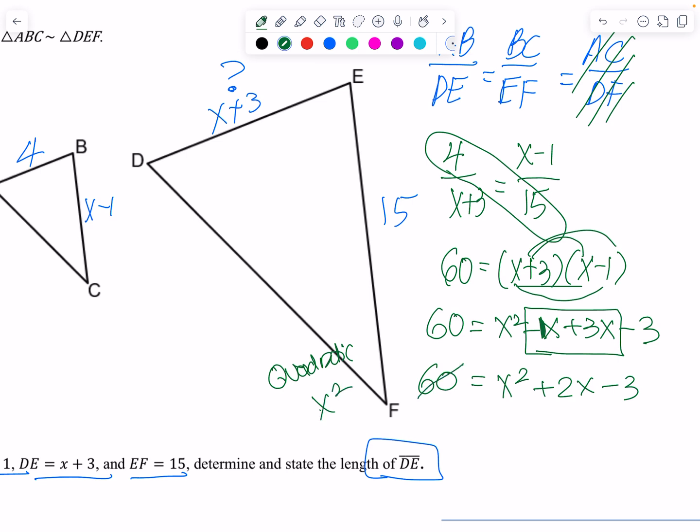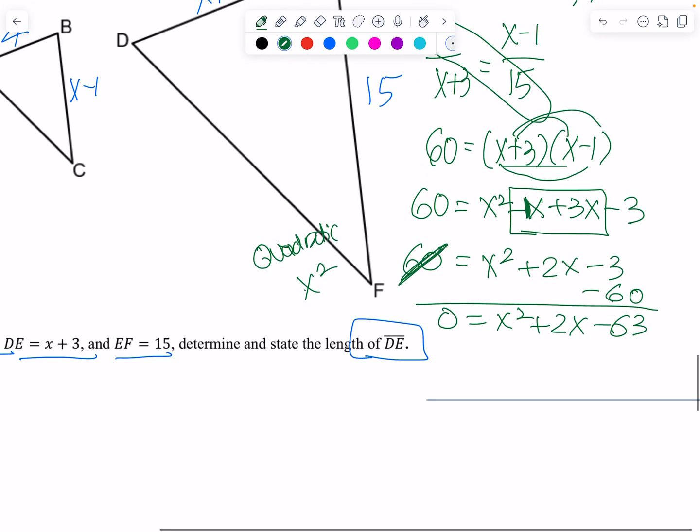So we want to get rid of this. So the opposite of positive 60 is minus 60, and we do that at both sides, and this cancels here. And we're left with x squared plus 2x minus 63. Now, obviously, you can solve this quadratic equation multiple ways. You can factor it, you can use a quadratic formula, so on and so forth. For this one, it's easiest to just factor.